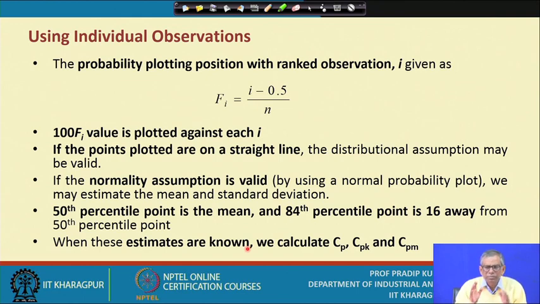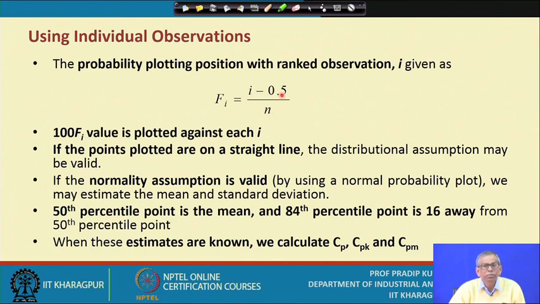There are a few simple steps I will explain. Suppose you deal with n observations, x i, where i varies from 1 to n. What you have to do is rank them, from the highest to the lowest. Then, against the ith ranked observation, you calculate f i, that is, i minus 0.5 divided by n.